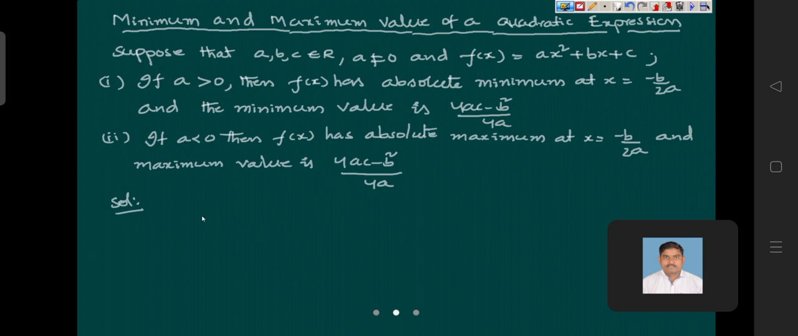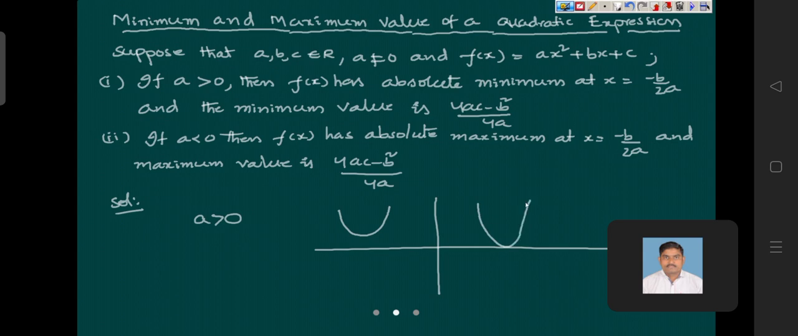Suppose you know that a is greater than 0. The graph of the quadratic expression is a parabola. It is above the x-axis if the discriminant is less than 0. If the discriminant is equal to 0, it touches the x-axis at one point. If the discriminant is greater than 0, it intersects the x-axis in two distinct points. In all the cases, observe that this point is the vertex of the parabola.